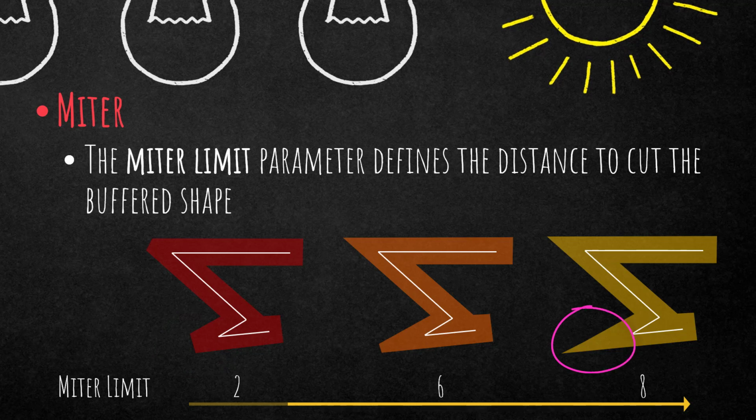And what it means is a miter limit of 2 means it cuts off all points that have a higher distance than 2 times the buffer distance that you defined. So if the buffer distance is 10, the miter limit is set to 2. That means if a vertex is further away than 2 times 10 meters, in this case 20 meters, it's cut off. If you increase that to 8, it's 80 meters, so it's 8 times 10 meters. And with this parameter, the settings, you can alter the resulting buffer when you choose the miter as buffer type.